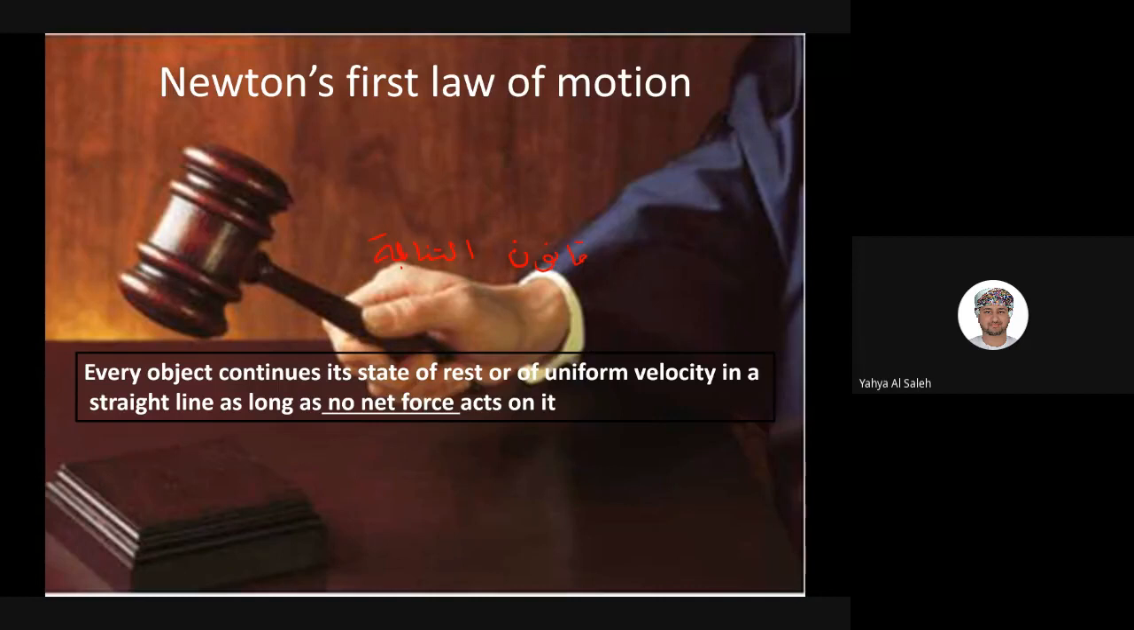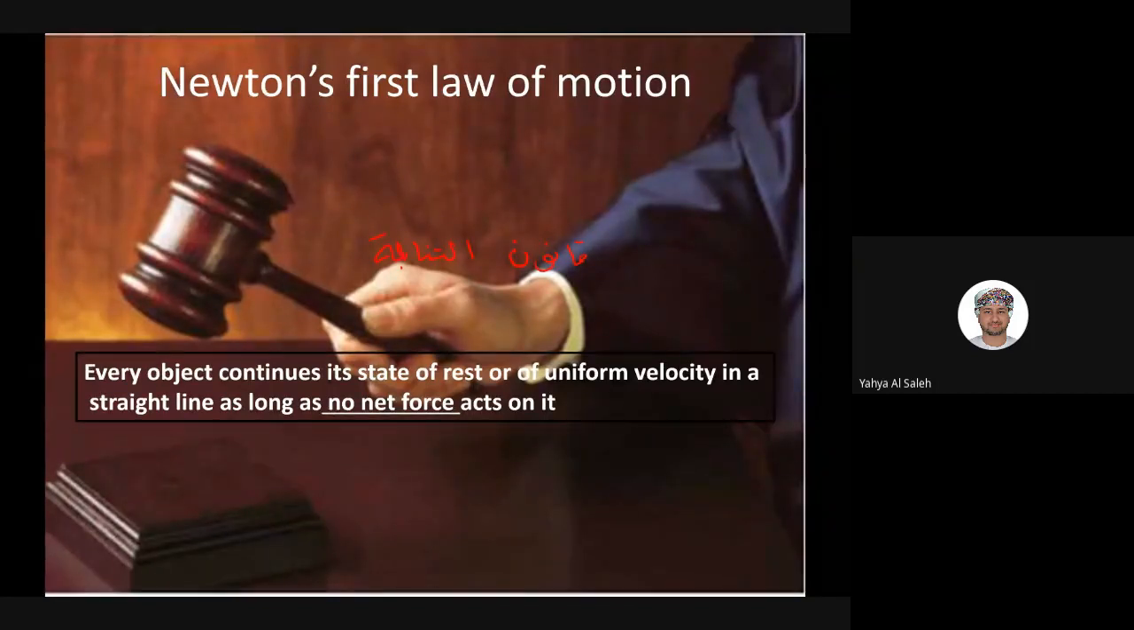The formal formulation of Newton's first law of motion is: every object continues its state of rest or of uniform velocity in a straight line as long as no net force acts on it.